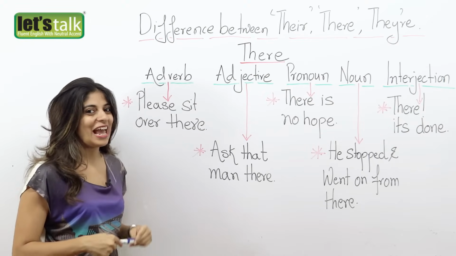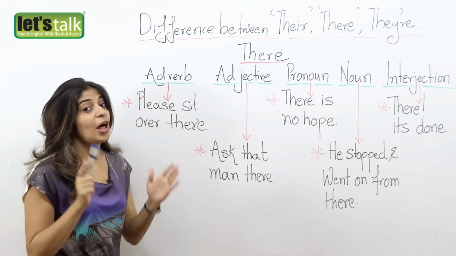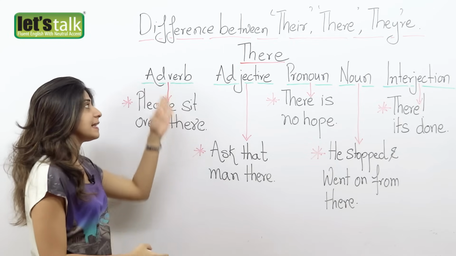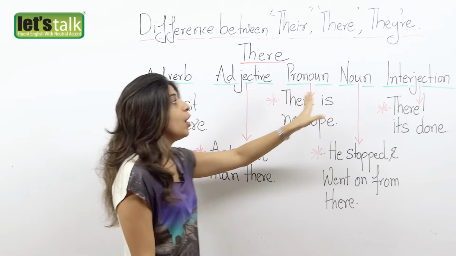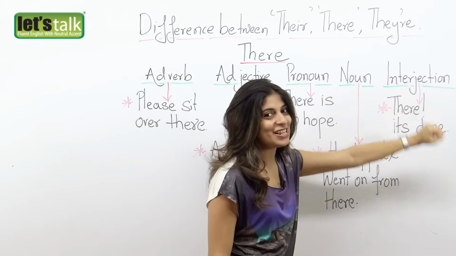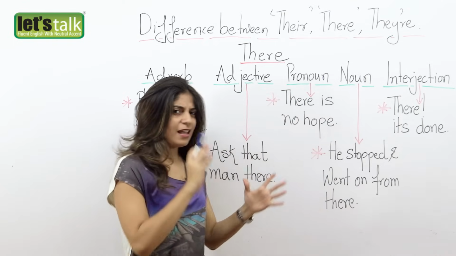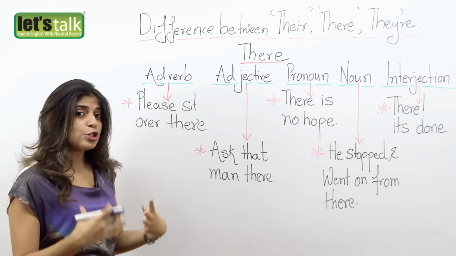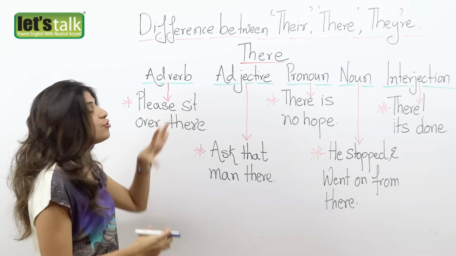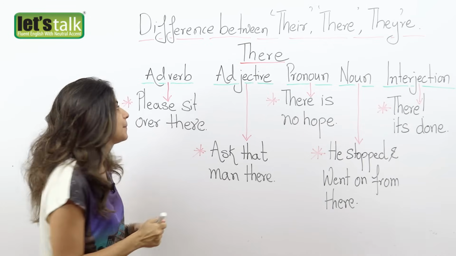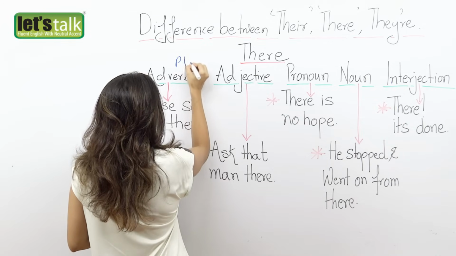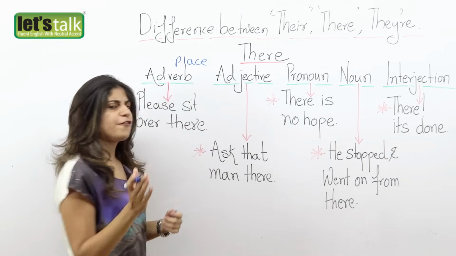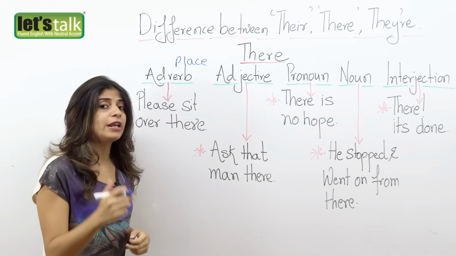Now let's have a look at the word there. Now there functions as an adverb, as an adjective, pronoun, noun, and interjection. So let's see how we use the word there. Now when there functions as an adverb, it refers to a place. And in fact, it's the opposite of the word here.